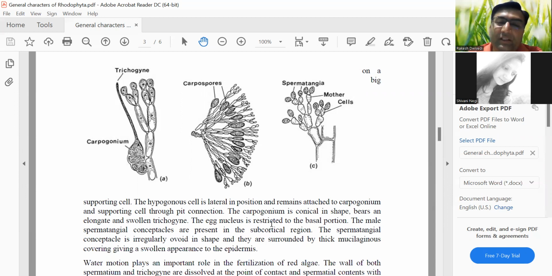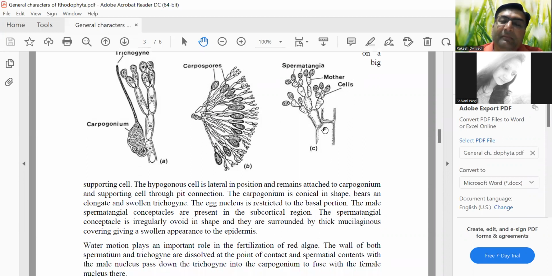The carpogonium is conical in shape, bears an elongate and swollen trichogyne. This is the trichogyne structure. The egg nucleus is restricted to the basal part. So here you can see this is the egg cell, a rounded structure. The male spermatangial conceptacles are present in the subcortical region. Means the male branches are present in the subcortical region of the thallus, and they are irregularly ovoid in shape. Spermatangial conceptacles are surrounded by a thick mucilaginous covering, giving a swollen appearance to the epidermis.